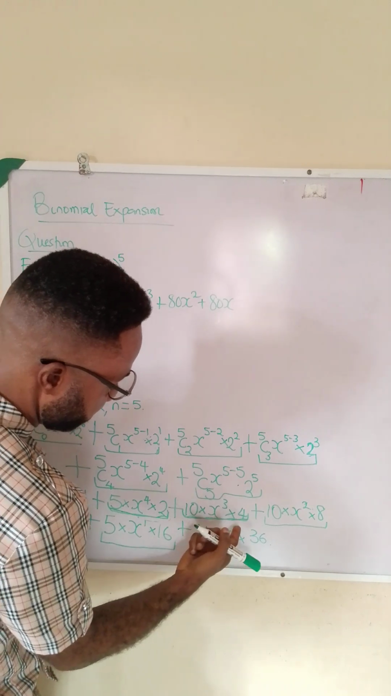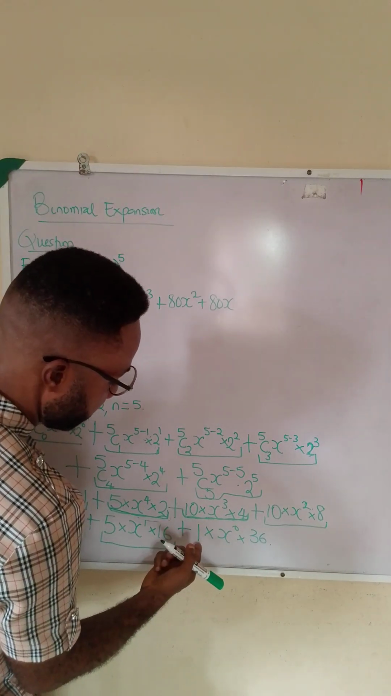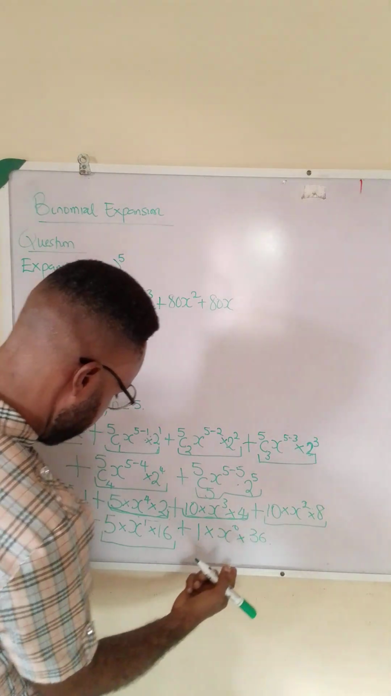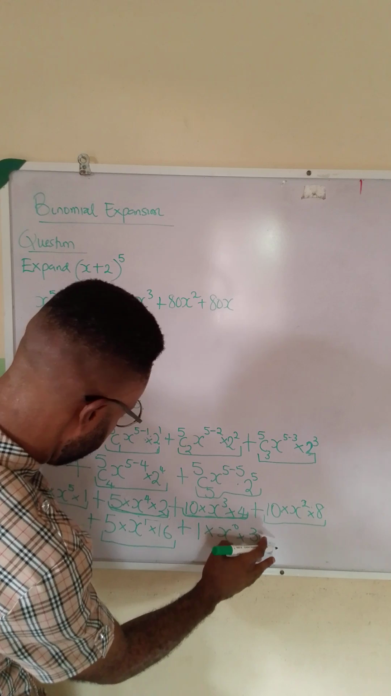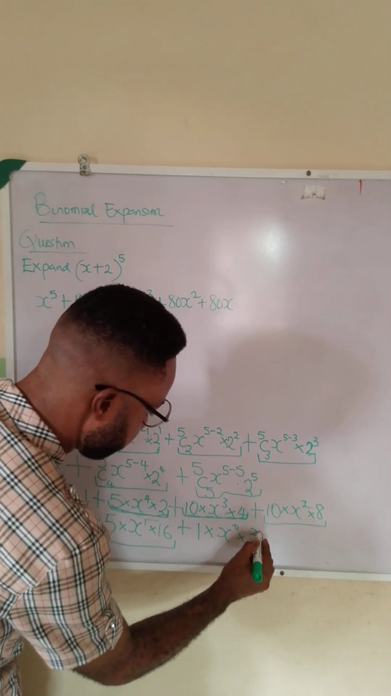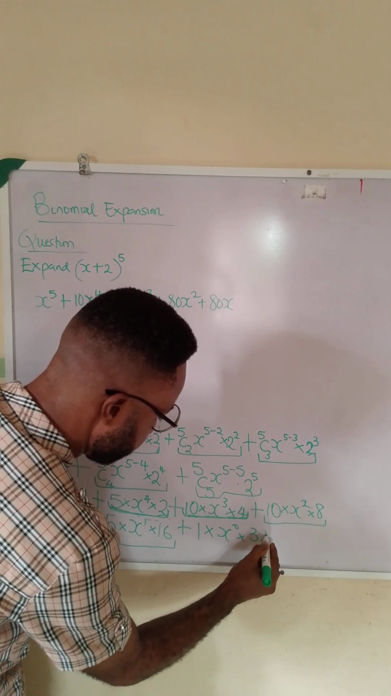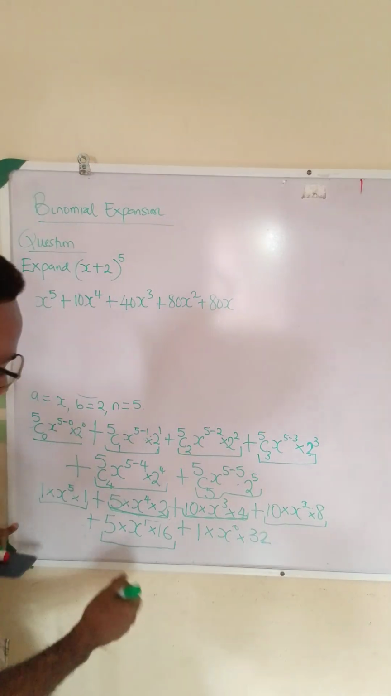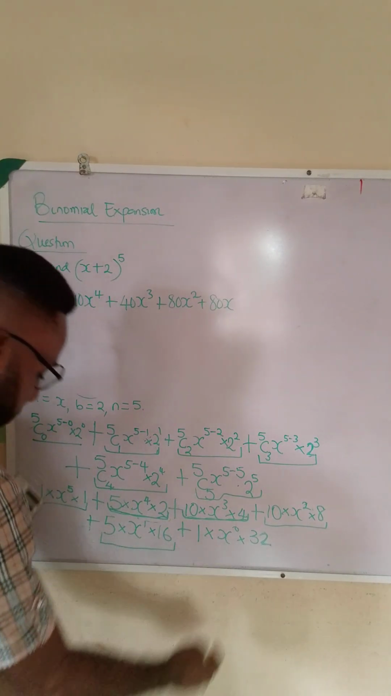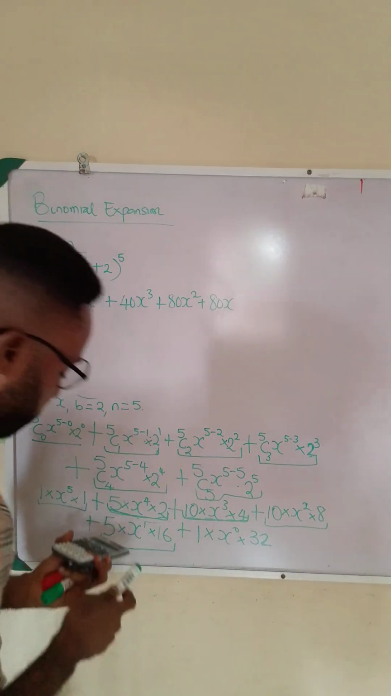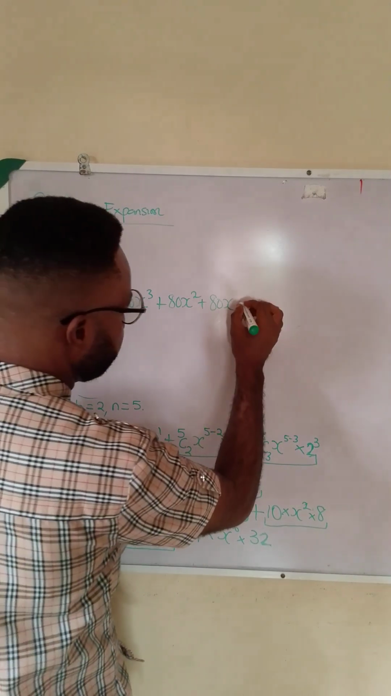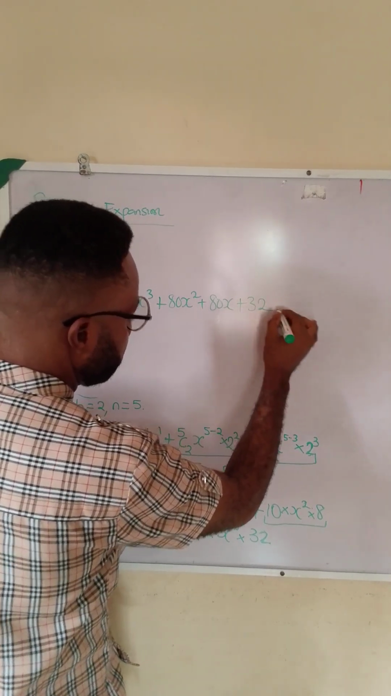Then 1 times x raised to power 0, x raised to power 0 is 1, so this is 1 times 1 times 36. Oh no, this should be 32. 2 raised to power 5 is 32, sorry. So 1 times x raised to power 0, because x raised to power 0 is 1. So 1 times 1 is 1 times 32 will give us plus 32. So we have plus 32.